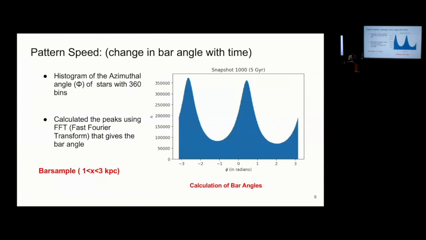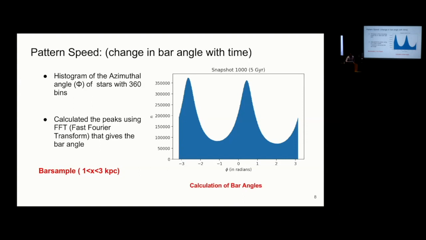So to check for these resonance conditions, to check for all this dragging and trapping, I first had to find the pattern speed of the bar, which is the change in bar angle over time. To find the angle of the bar, we created a histogram of the azimuthal angle of the stars and placed them in 360 bins.